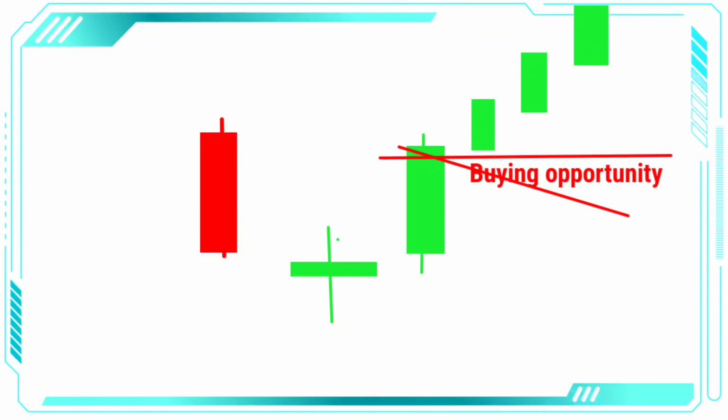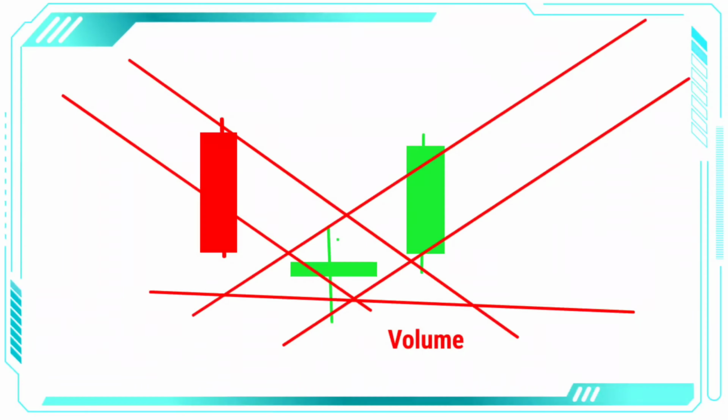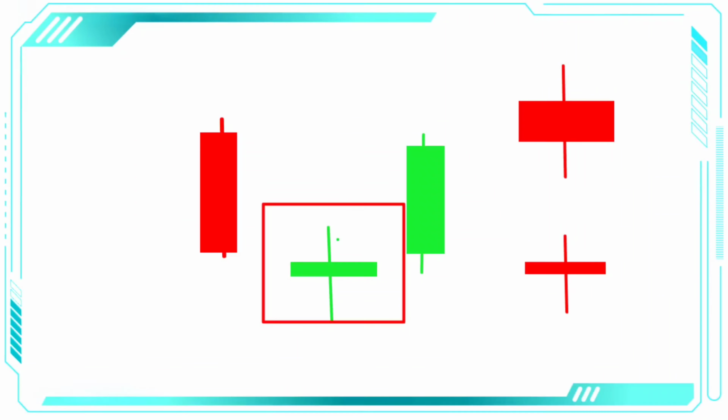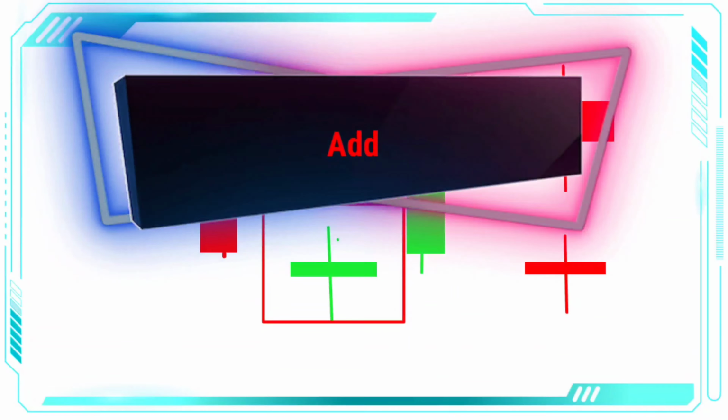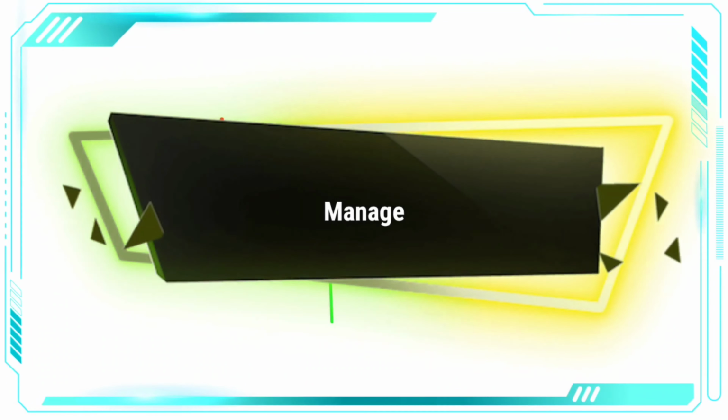Traders can use the morning star pattern to identify potential buying opportunities and can also use other indicators such as volume and trend lines to confirm the reversal. However, it's important to note that not all morning star patterns are created equal. It's essential to look for additional confirmation before entering a trade and to manage your risk effectively.